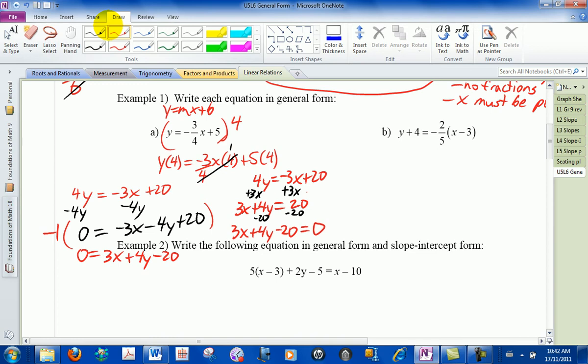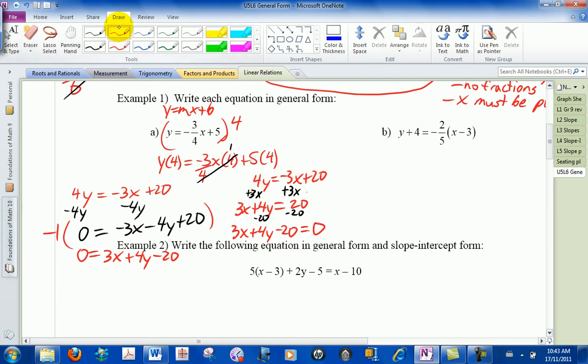From 4y. Yep. Move all that to the left side. Yep. That turns negative 3x positive right off the bat. Yeah, that's what I did right over here. Right. That's this way of solving. I just showed two different methods. That's all. So people could see both sides, both ways. Okay.